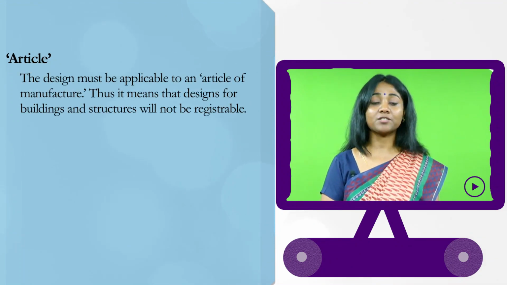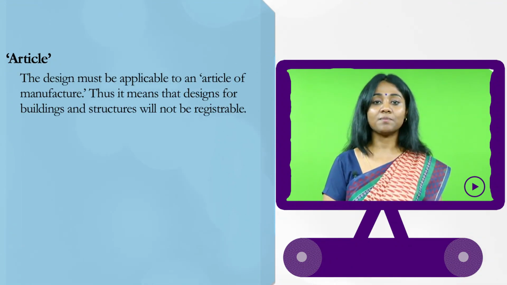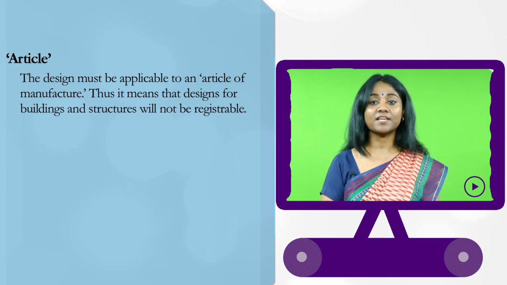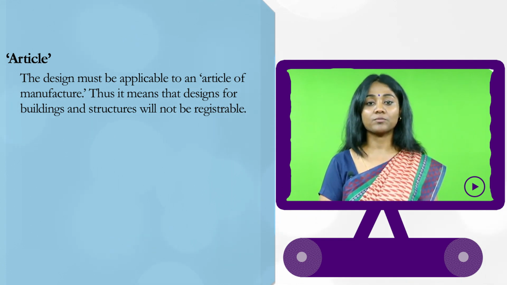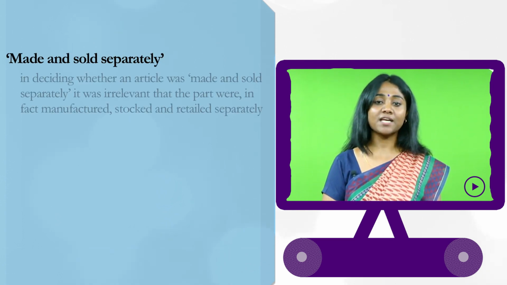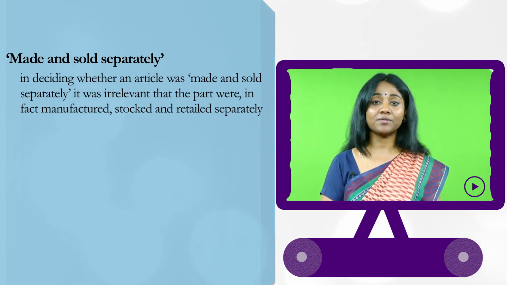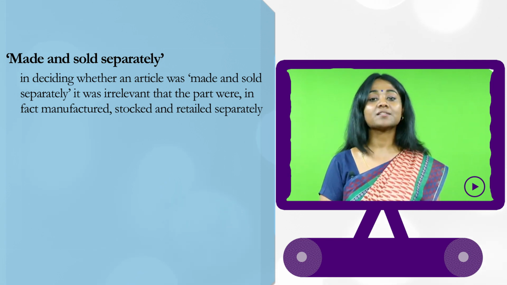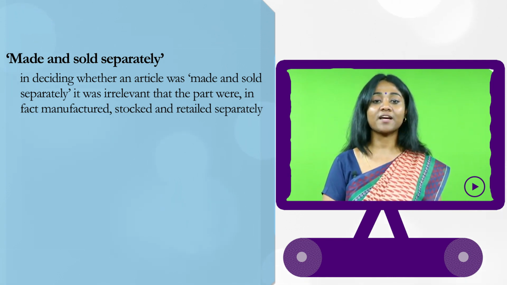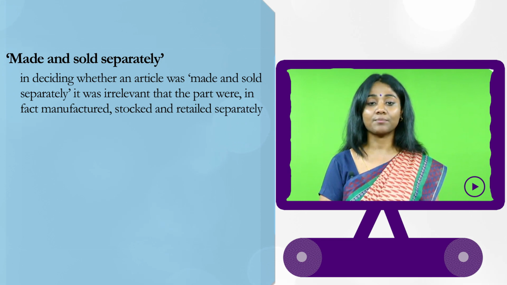Some of the important terms of this definition need to be understood. Let's begin with the term article. The design must be applicable to an article of manufacture. Thus, it means that designs for buildings and structures will not be registrable. Secondly, made and sold separately. In deciding whether an article was made and sold separately, it has been understood that it is irrelevant that the parts were in fact manufactured, stocked and retailed separately.